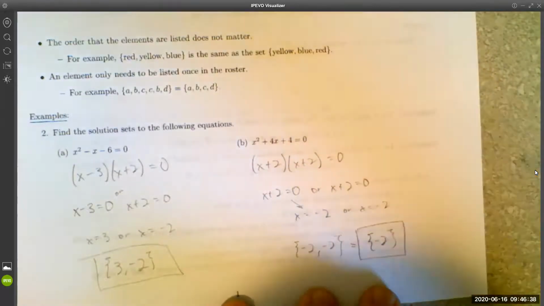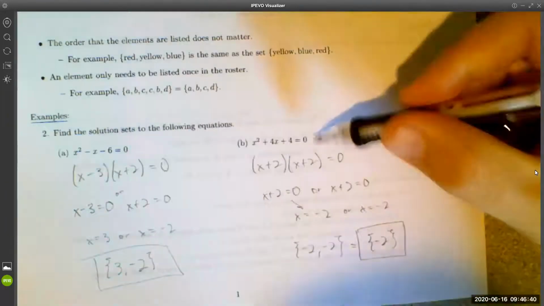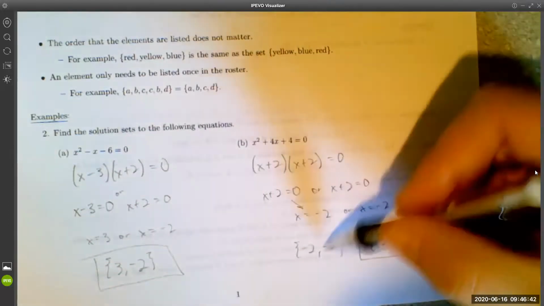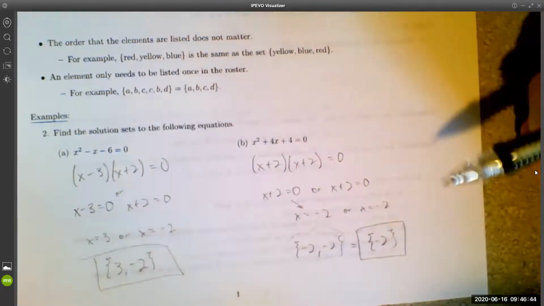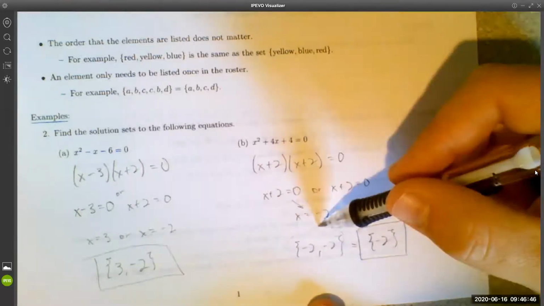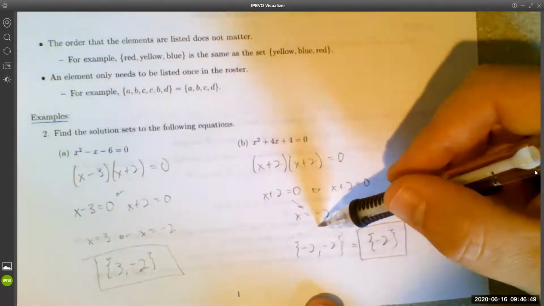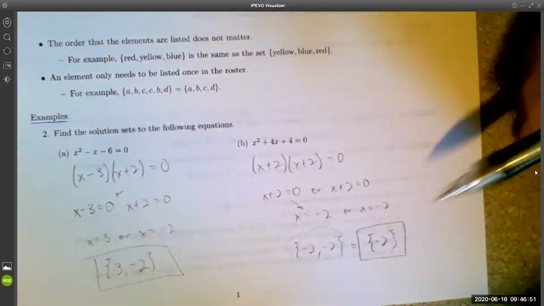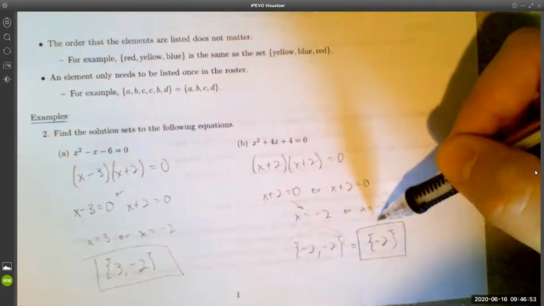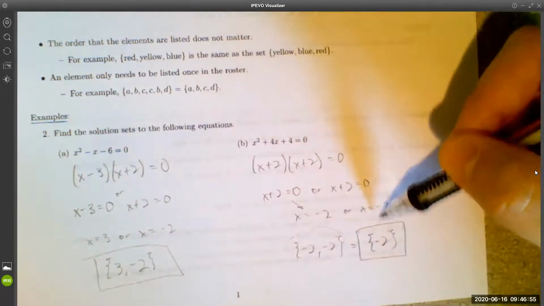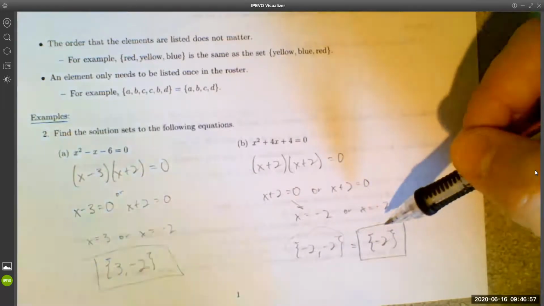On a test or a quiz, if I asked you for the solution set to this equation and you gave me this answer, I would probably mark you down a point, because this is not the simplified version, right? This is the simplified version. There's only one solution to this particular equation, so your solution set should only have one element in it, right? -2 in this case.